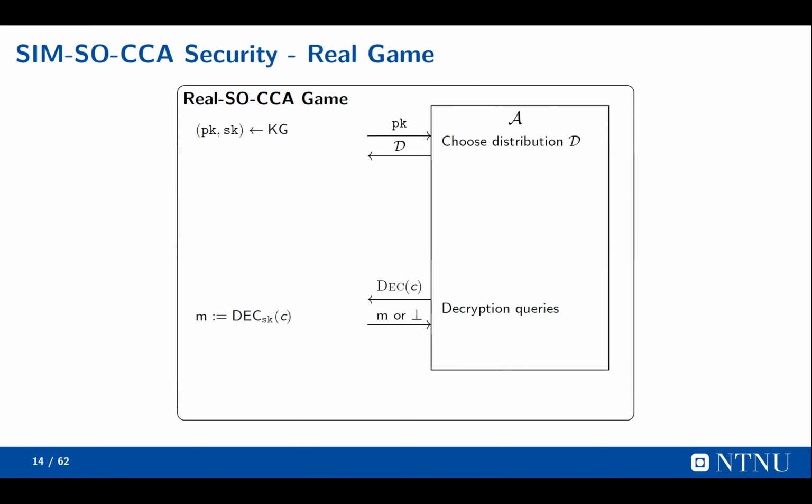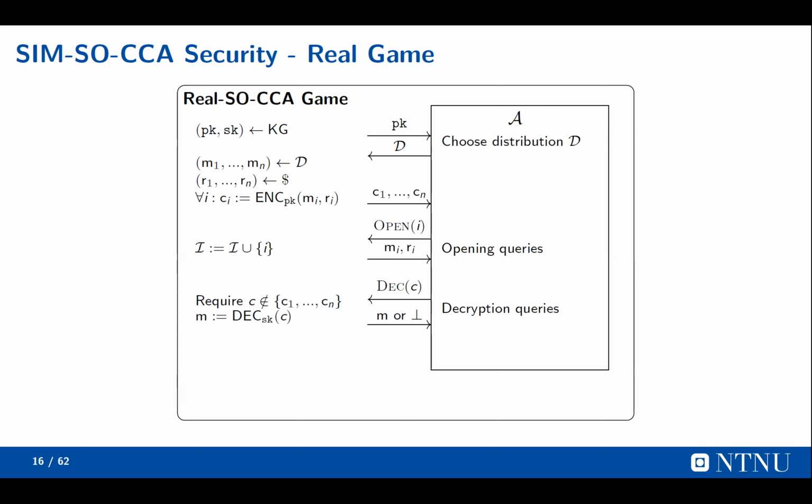In the real game, we generate a public key and secret key and send the public key to the adversary. Then the adversary needs to choose some distribution D and send it back to the game. Of course, because we consider CCA security, the adversary can also query the decryption oracle. After receiving the distribution, the game samples N messages from the distribution and N randomness values from some randomness space. Then it uses these messages and randomness to generate N challenge ciphertexts, and sends these N ciphertexts to the adversary A.